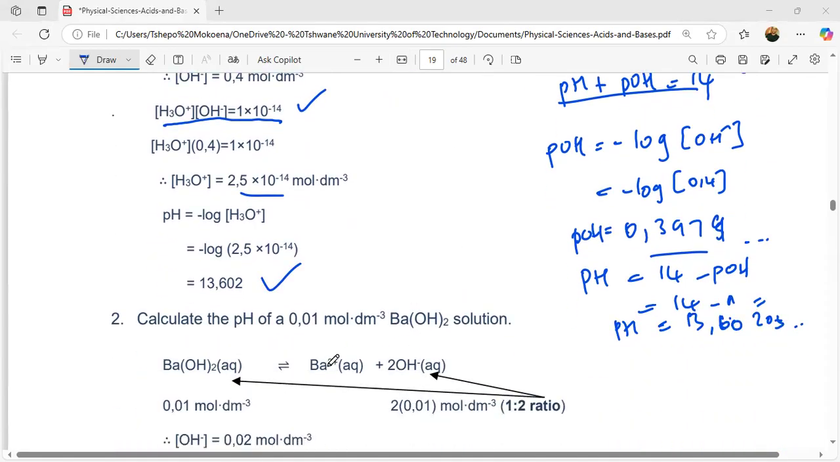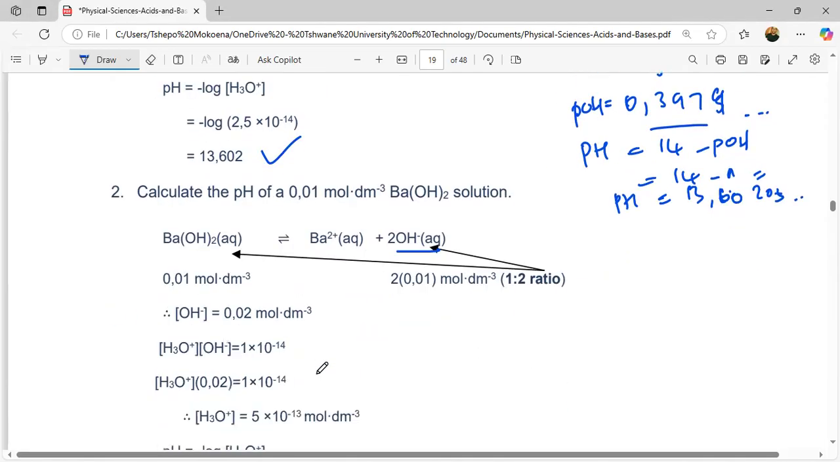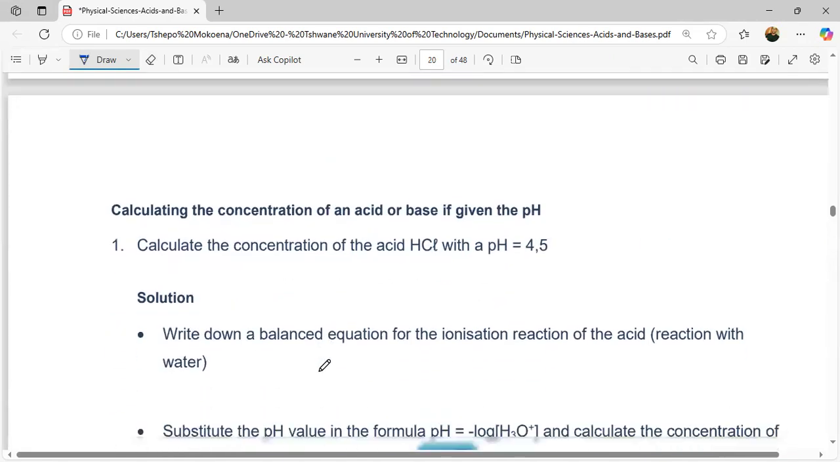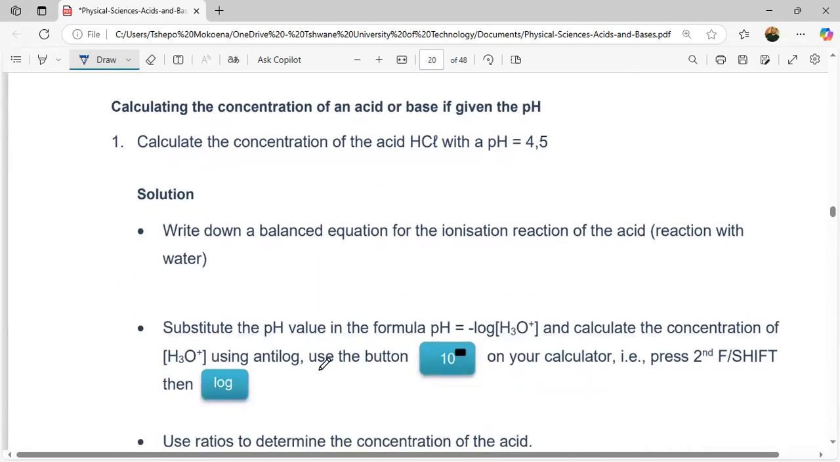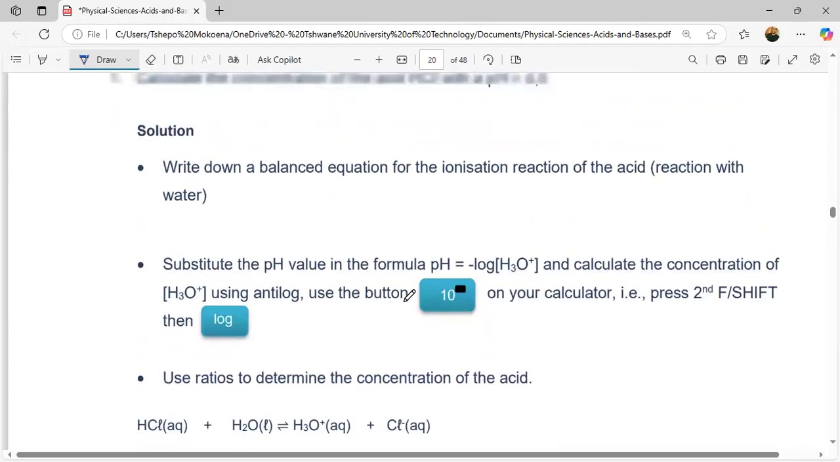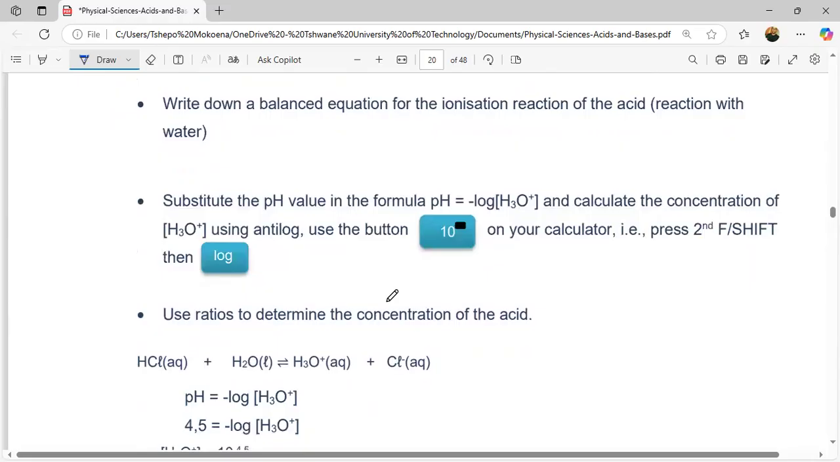Same applies to here. Make sure that the aim is to balance your chemical equation. Let me see here. Yes, calculate the concentration of acid. Now, how to calculate the concentration of acid? You see, we were calculating pH, but now we need to know how to calculate the concentration using the same equation, where we're going to use the antilog.